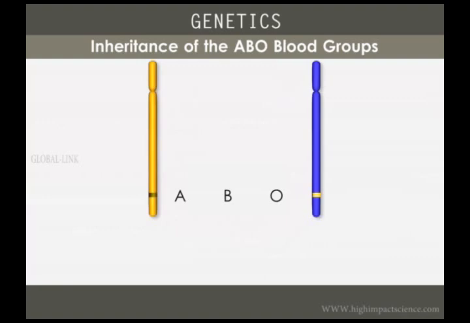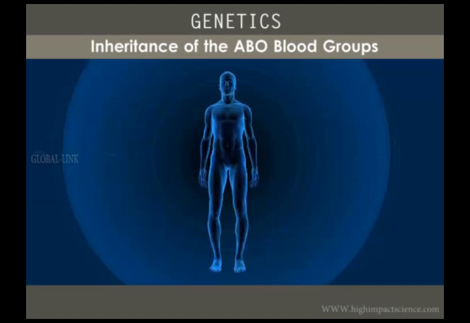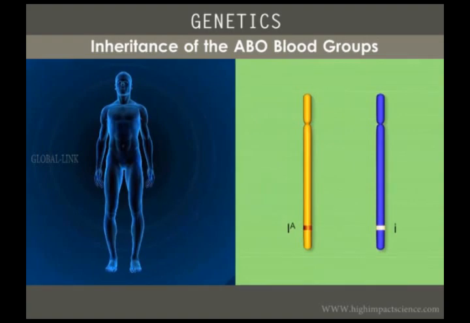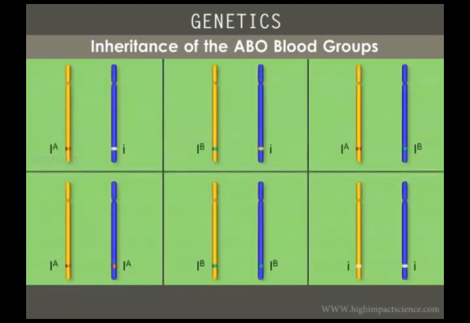Now, does that mean a person has three alleles at the same time? No. Humans are diploid organisms and therefore possess any two of the alleles. Consequently, there are 6 possible combinations of alleles.